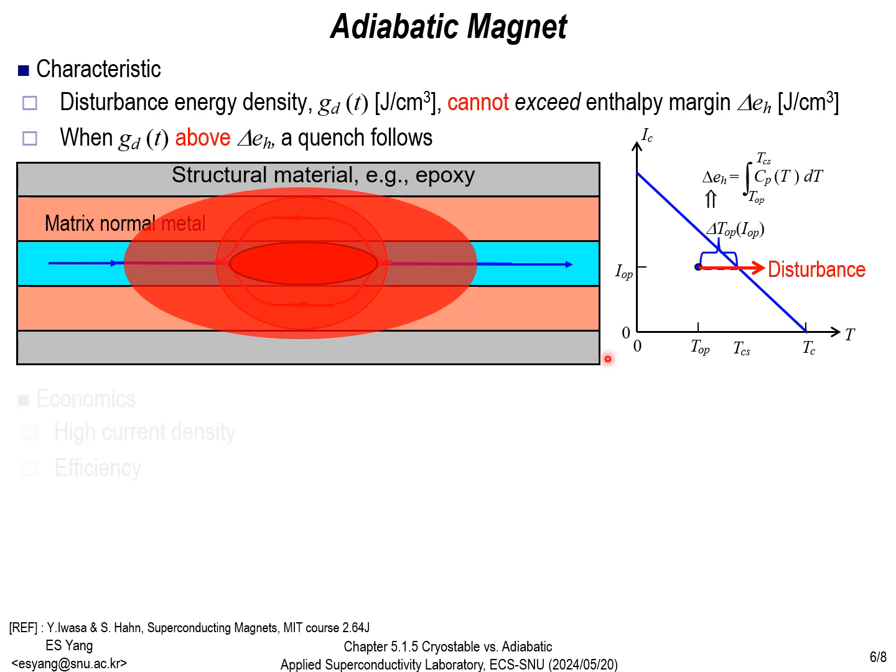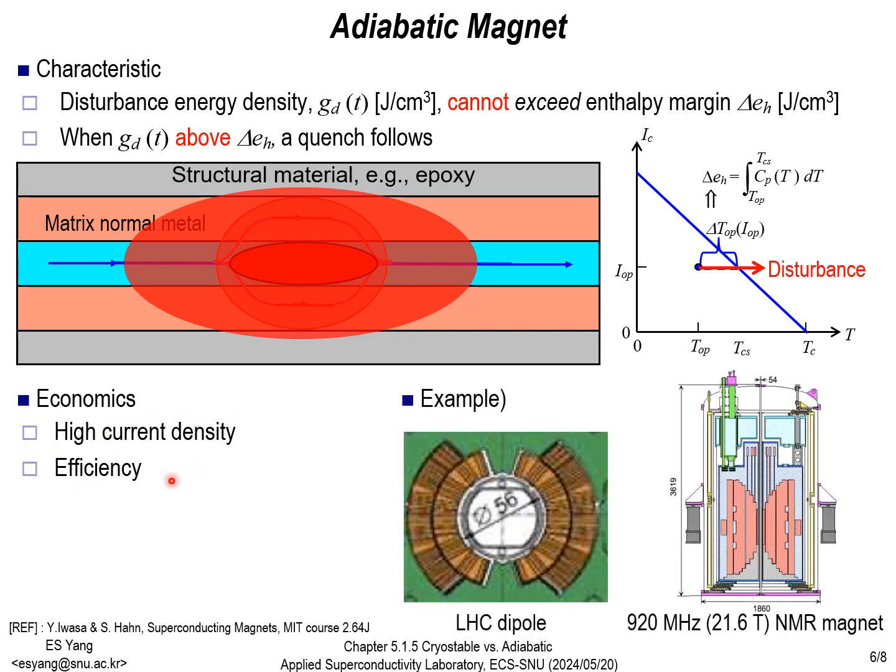The advantages of adiabatic magnets include high current density and efficiency. Examples include LHC dipole magnets and NMR magnets.